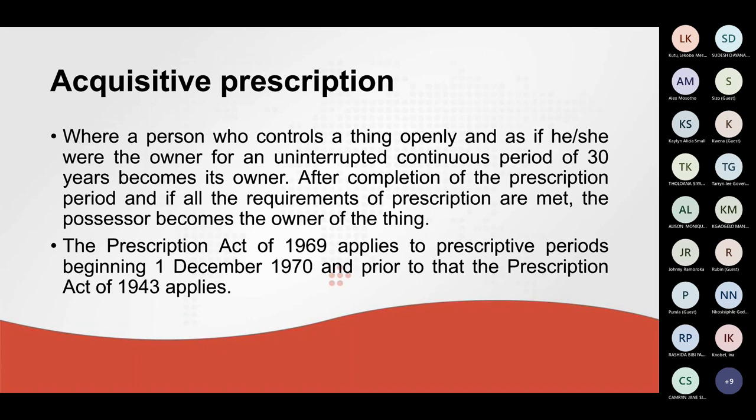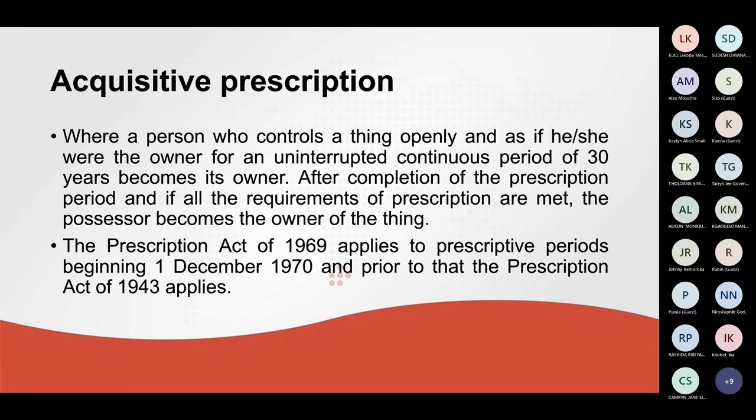Another example of the original acquisition of ownership is where you obtain ownership by means of acquisitive prescription. So what does this entail? It's where a person who controls a thing openly and as if he or she were the owner for an uninterrupted continuous period of 30 years becomes its owner.